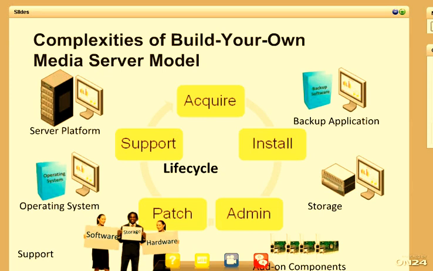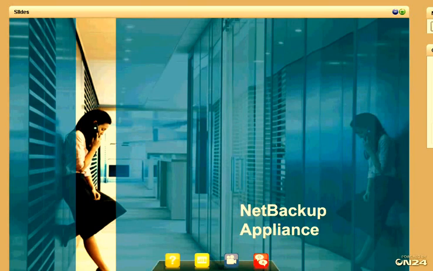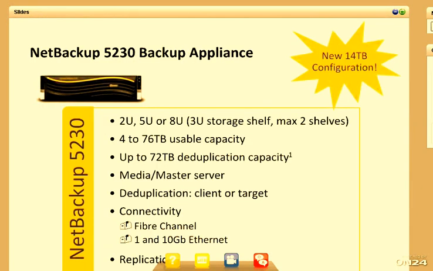So Symantec, to their credit, realized that this is a solvable problem. One way to do it is to become basically a vendor of an appliance that does backup. Right? And in this single platform, the NetBackup 5230, it comes in the 2U, 5U, or 8U configuration currently. The 2U configuration is for the server, and then the 5U and 8U is for the external shelves that have capacity to them. Combined, all of those can be configured to 76 terabytes of usable capacity, of which 72 terabytes can be used for deduplication.